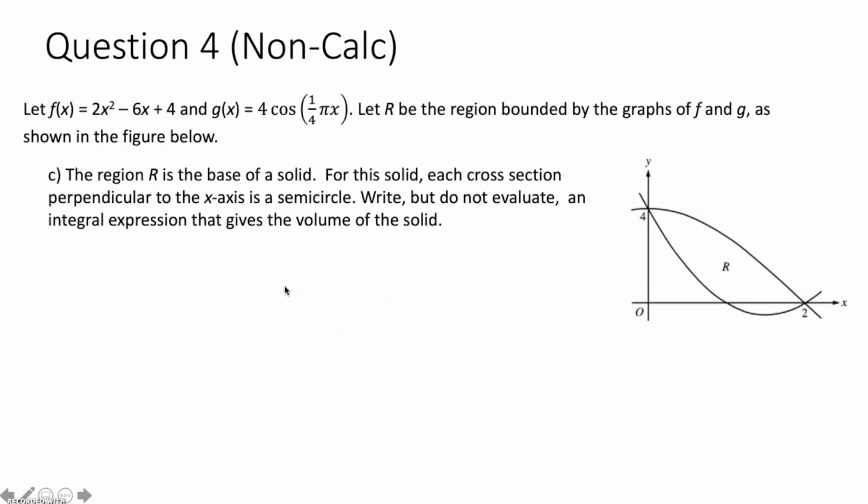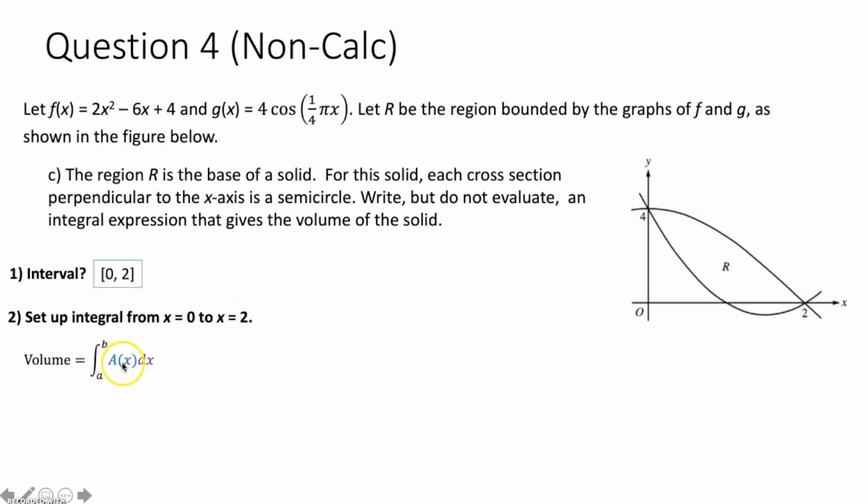So let's go ahead and set up our integral. Remember, the first step in setting up our integral is determining what interval we are integrating on. In this case, because our cross sections are perpendicular to the x-axis, we're going to integrate with respect to x. So our interval is going to go from x is equal to 0, the beginning of our region R, to x is equal to 2, the end of our region R. So remember, to find the volume of a solid with known cross sections, it's just the integral from a to b of the area of your given cross section formula. Next, we need to determine what is the area of our given cross section formula.